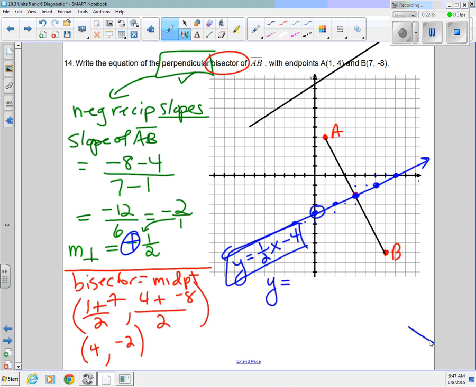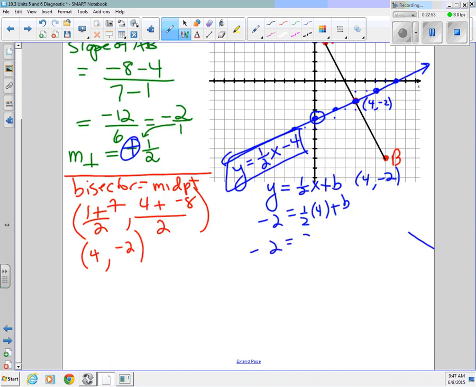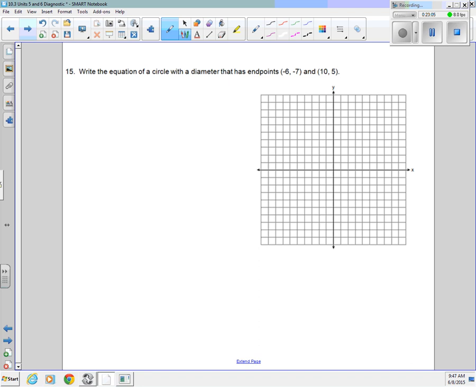Another way you could get the y-intercept would be to actually do the algebra here. So I know my slope is 1/2, and I'm going through the point 4, negative 2. And I can throw those coordinates in. So I get negative 2 equals 1/2 times 4 plus b. I get negative 2 equals 2 plus b, and subtract 2. B is negative 4, and then I would get y equals 1/2 x minus 4 that way. Either way is fine.